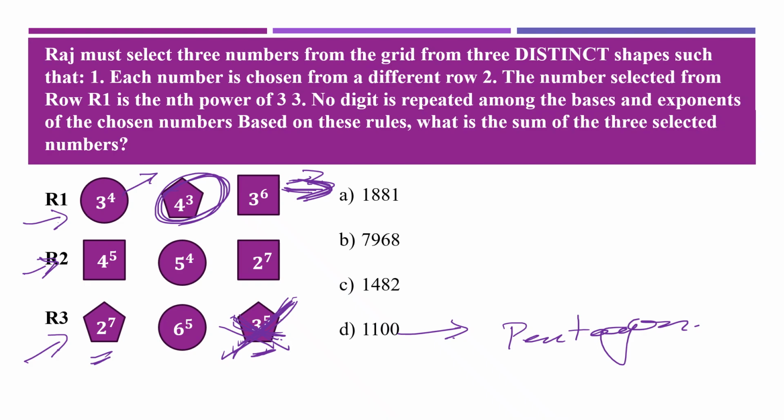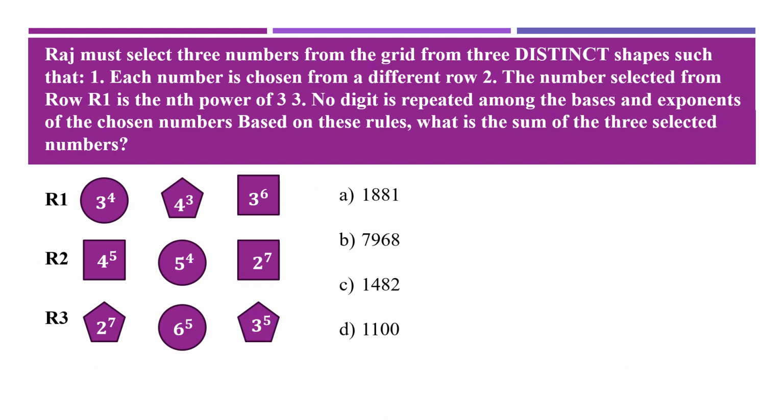So I fix with 2 power 7 pentagon. 2 and 7 are selected and the shape pentagon is selected. Okay, so pentagon is not from the first row and no more pentagon, no more 2, no more 7. Great. And here I cannot select square, I mean to say 2 power 7 is already selected. So I can't select square here.